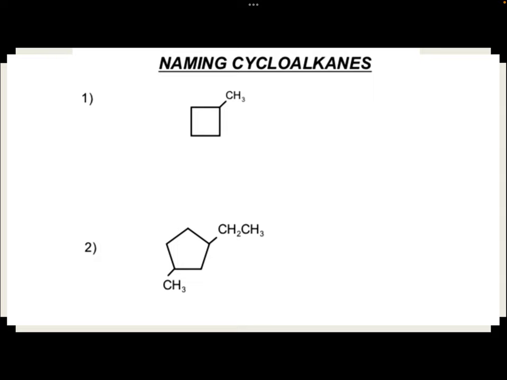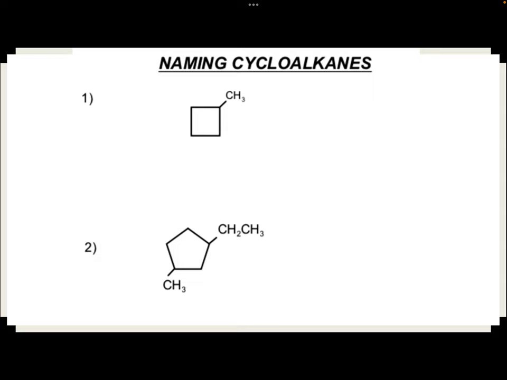So our first example here, we're going to go through a few of them. We need to identify the longest carbon ring, as well as the groups attached to it. So we can see that it is a square. If it is a square, we know that that is butane because of information that we learned yesterday. So always reference the chart from yesterday.